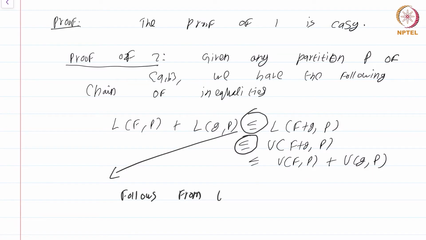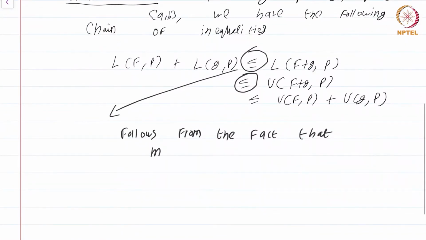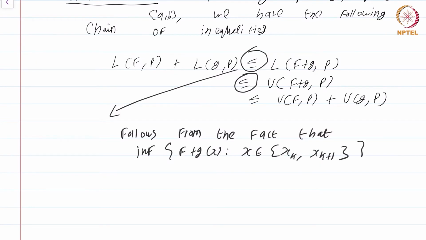So this inequality follows from the fact that the infimum (it turns out to be the minimum also) of f plus g of x as x runs through some set [x_k, x_{k+1}], let's say, is not less than or equal to but greater than or equal to the infimum of f of x plus the infimum of g of x as x runs through the same set.